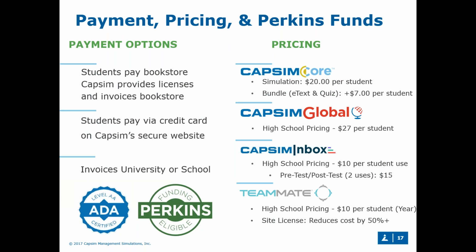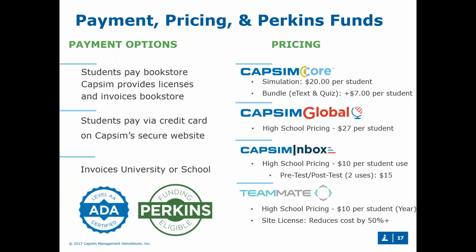In regards to pricing, starting with Capsule Core, the simulation itself is $20 per student, and this is a student license, so it's the same price regardless of the length of the course. If you wanted to add the bundle, which includes the e-textbook, the quizzes, as well as the case studies, it would be an additional $7 for a total of $27 per student. Capstone Global's pricing is the exact same at $27. And with Capstone Inbox, it's $10 per student use.